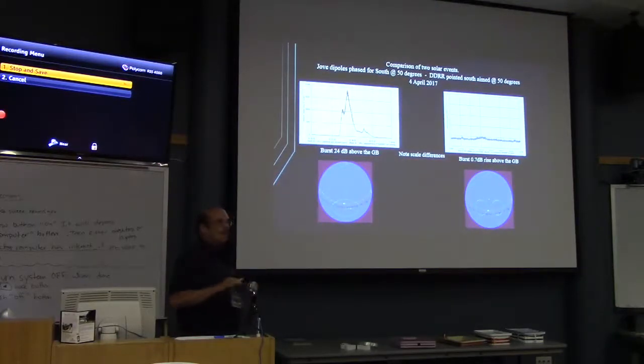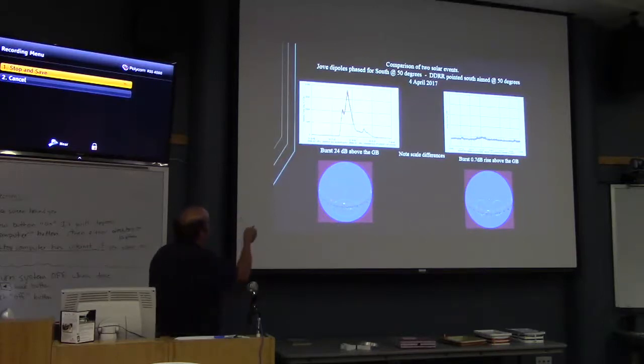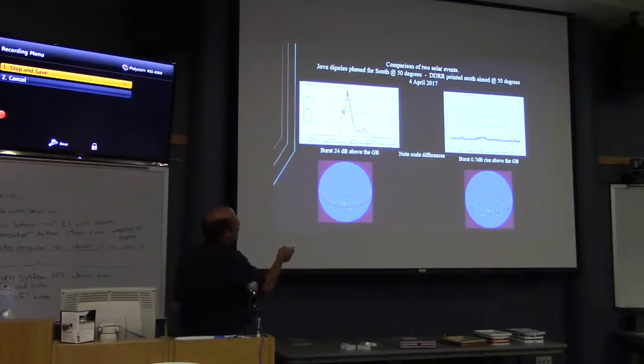Here is a solar event that we caught with the DDR-R, and this is the Jove trace right here. And this is the beam pattern for the Jove dipoles. And you can see the sun is right in the beam, real nice. We got a beautiful solar burst here. At the same time, this is what we got with the DDR-R, that little picky bump right there. And it was 0.7 dB rise above galactic background.